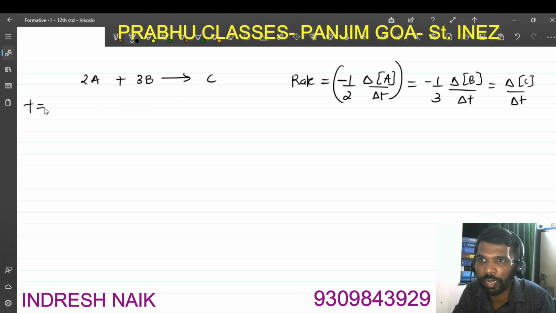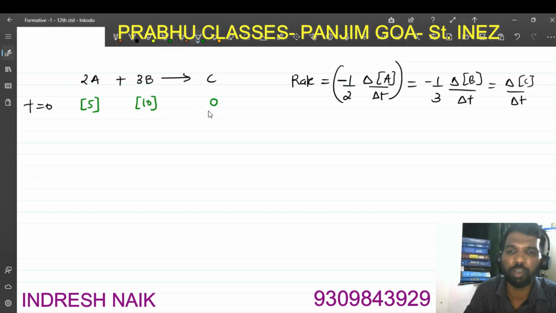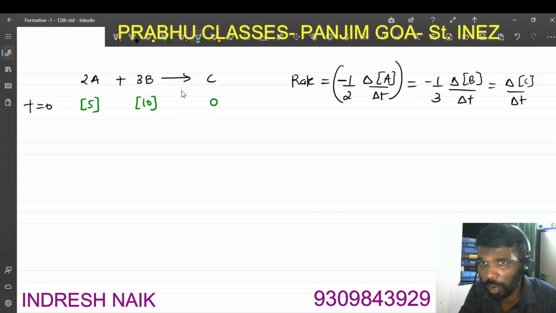Initially at time t is equal to 0, when the reaction is not started, let's consider the concentration of A to be something, I'll consider this to be 5, and the concentration of this I'll consider to be 10, and the concentration of C at time t is equal to 0 is 0, which means the reaction has not started, there is no formation of the product, right? So let's say after 10 minutes, this reaction may be taking 1 hour or half an hour for the completion, but let's understand what will be the situation after 10 minutes.